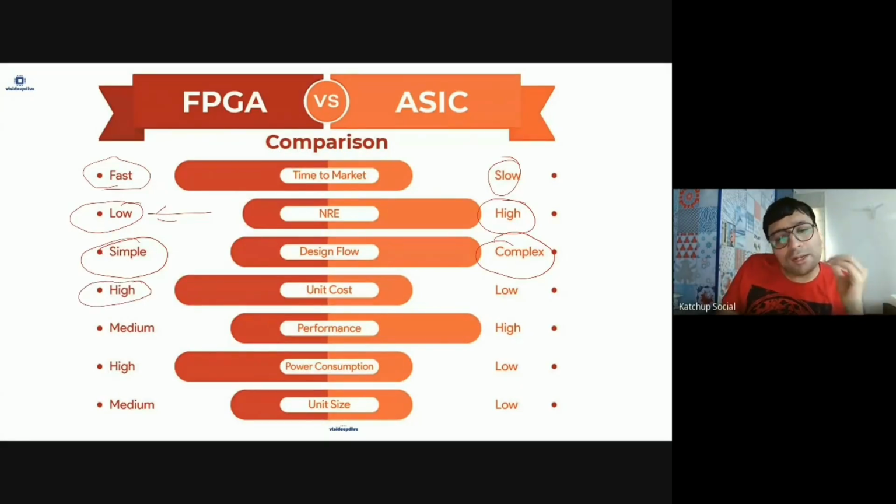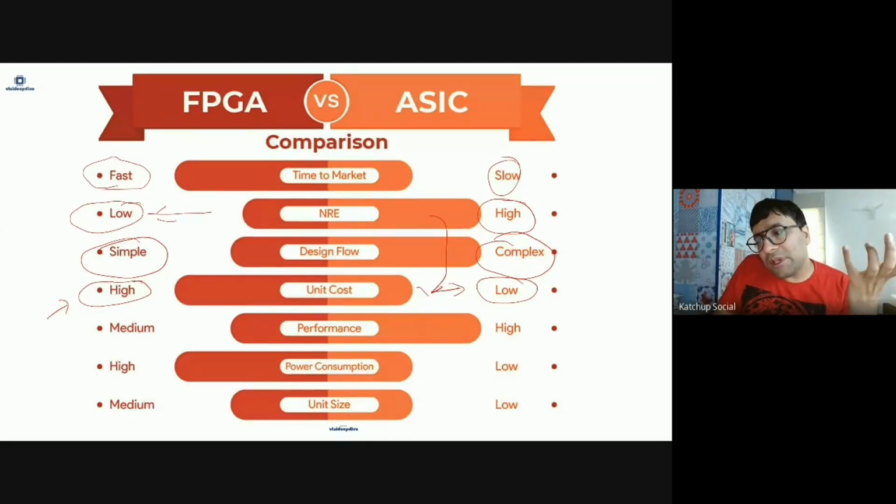Since you are directly putting it on a board, these boards are expensive, so per unit cost is high. But it's okay if you don't know how many units you are going to sell. With ASIC, per unit cost is low, and that is because you will usually sell a large number of units. So this high cost of engineering is then distributed over multiple units.